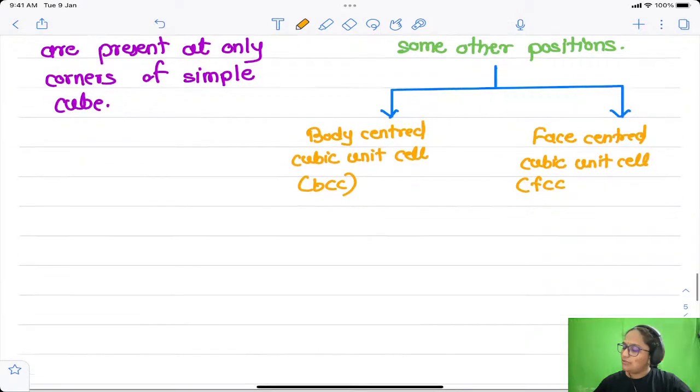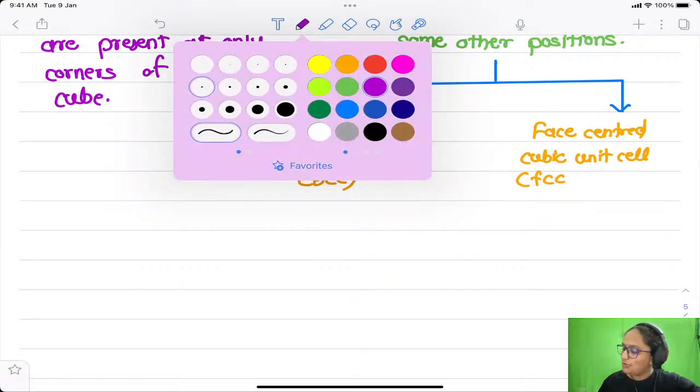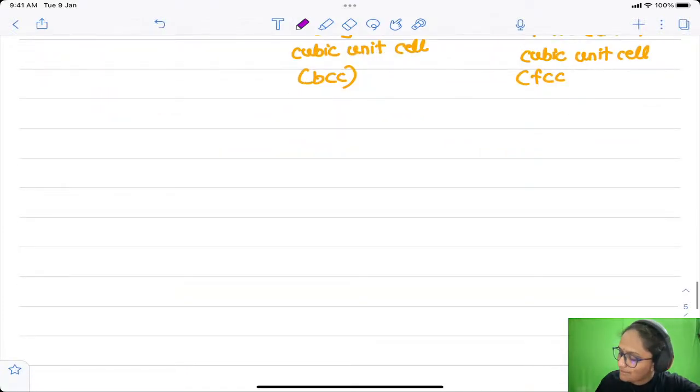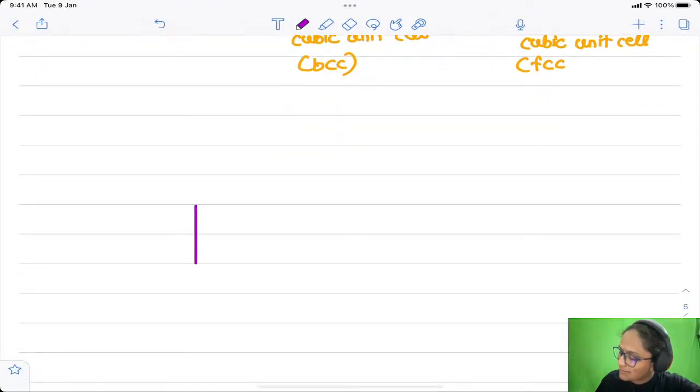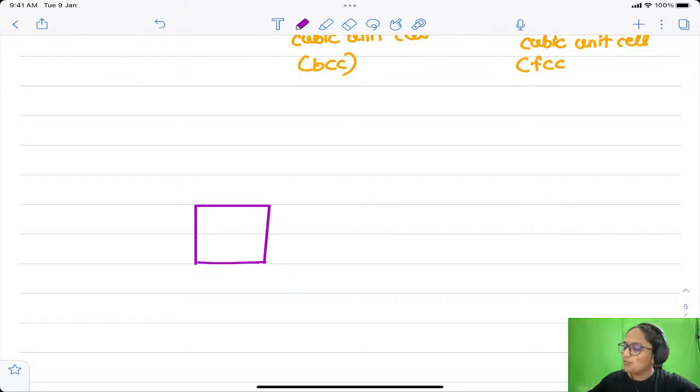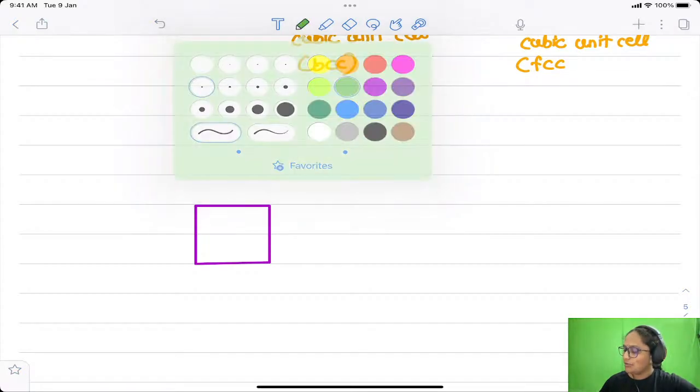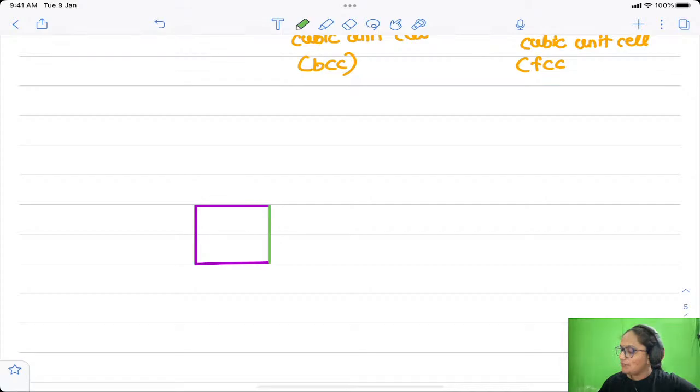Just assume that you are talking about your room. So this is your room. I am drawing a square, but assume that it is just like a cube, it is cubical in nature. This is your room. Now on your floor there is one more neighbor who is living. So this is your neighbor.